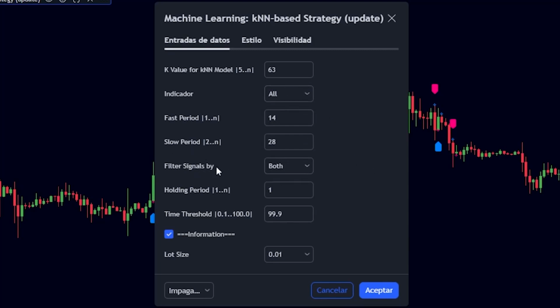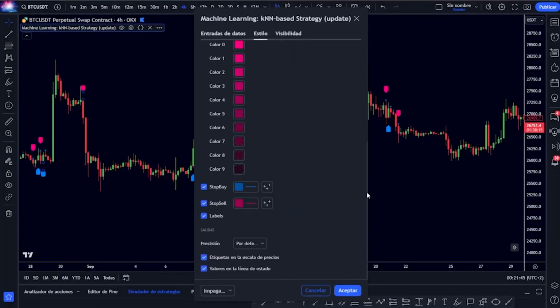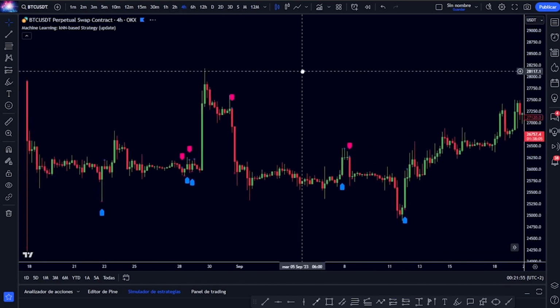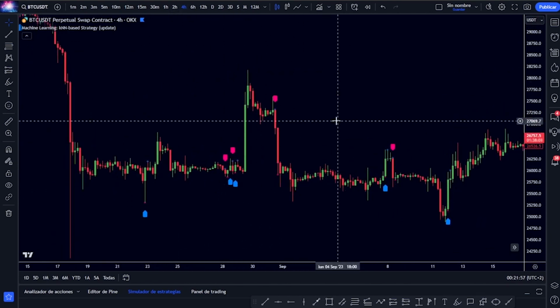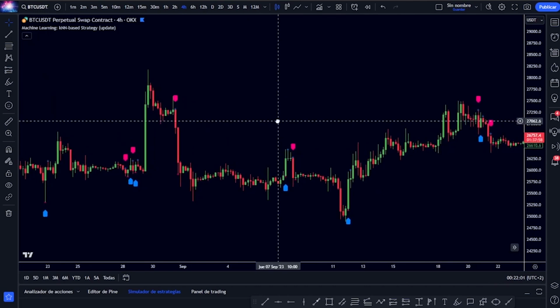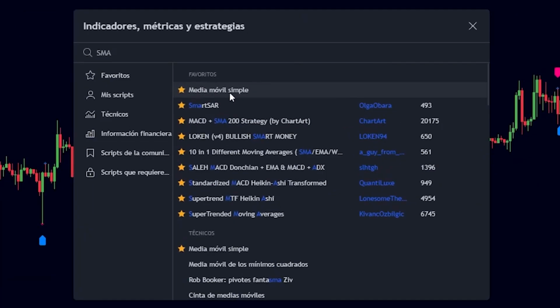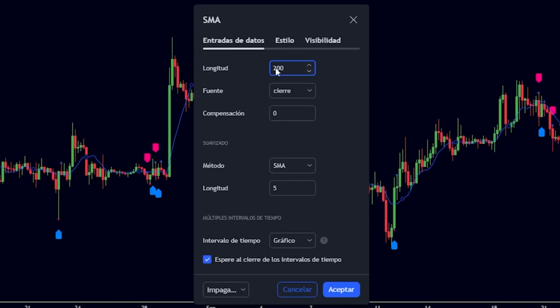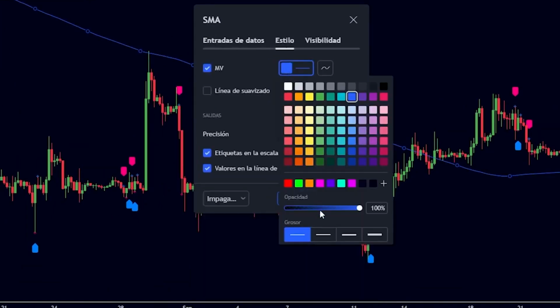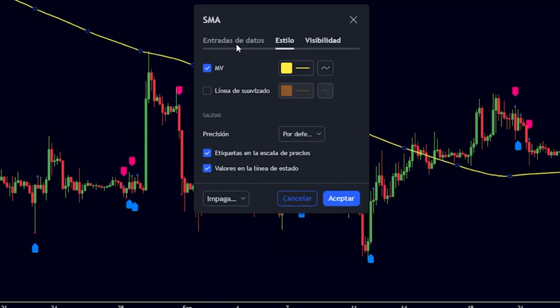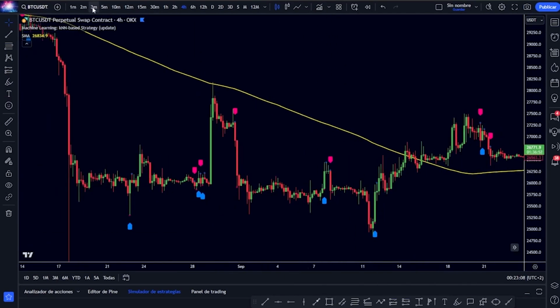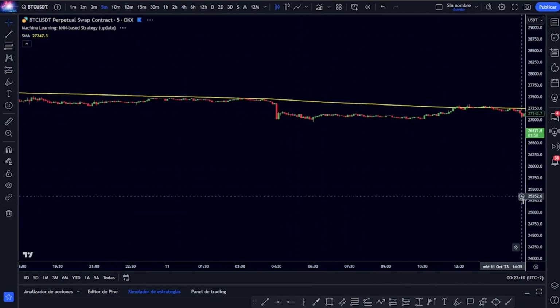The same happens in the filtering of signals by volume or volatility. We will leave it in both again, and the style is always to your taste. You are already seeing that in this case in high timeframes it does not work too well. We have many fake signals and we should filter them somehow. The first thing is to place an SMA, a simple moving average, as always with a length of 200, to know if we should rely only on the buy or sell signals depending on the price being above or below, and we go to lower timeframes, which is where this indicator works spectacularly.